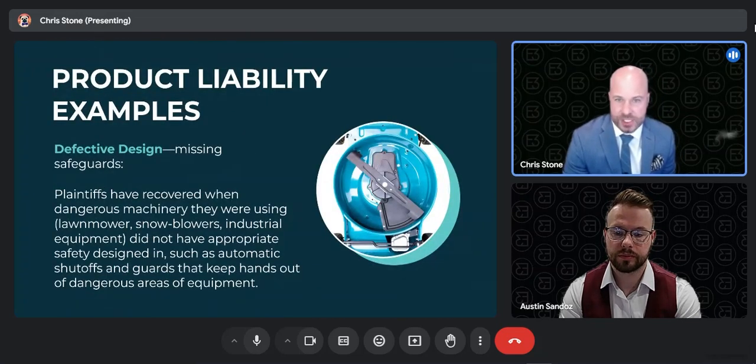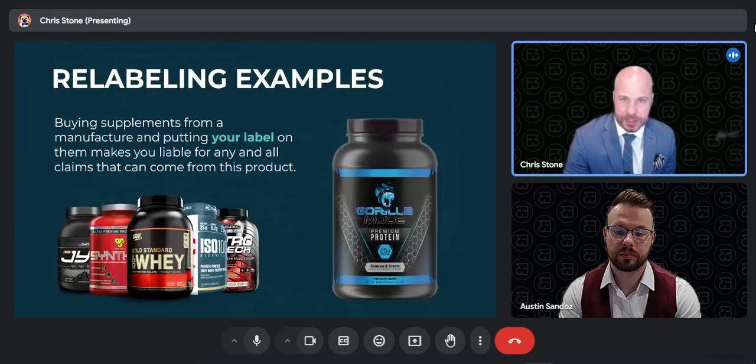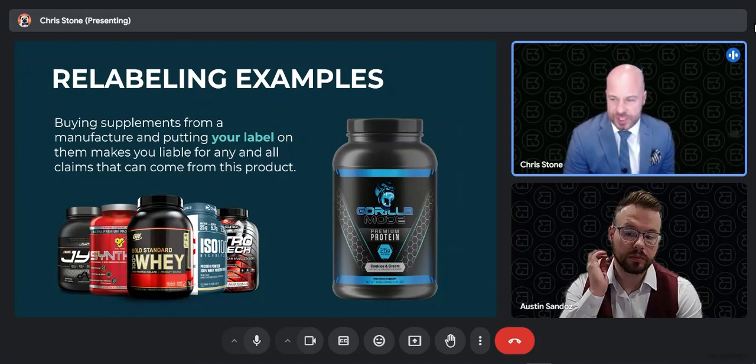Again, defective design, missing safeguards. Plaintiffs have recovered when dangerous machinery they were using, could be a lawnmower, snowblower, or industrial equipment, did not have appropriate safety design such as an automatic shutoff and guard to keep hands out of dangerous areas of equipment. Again, if you were selling any of this equipment, whether you manufactured it or not, it would fall under product liability, not general liability.